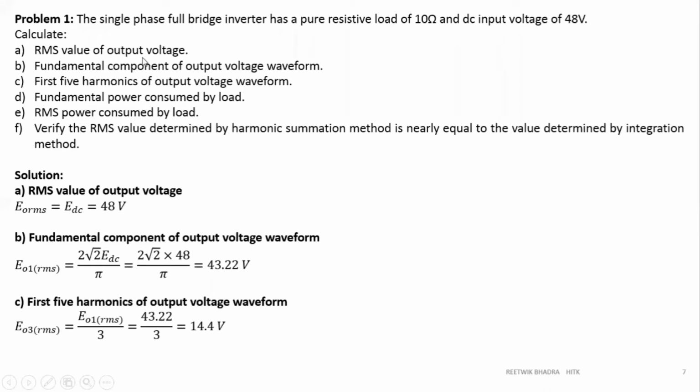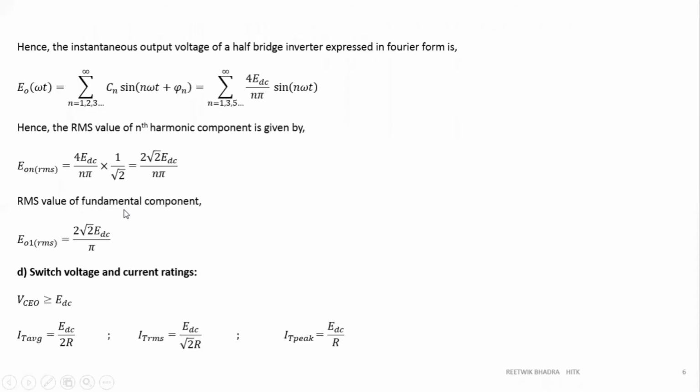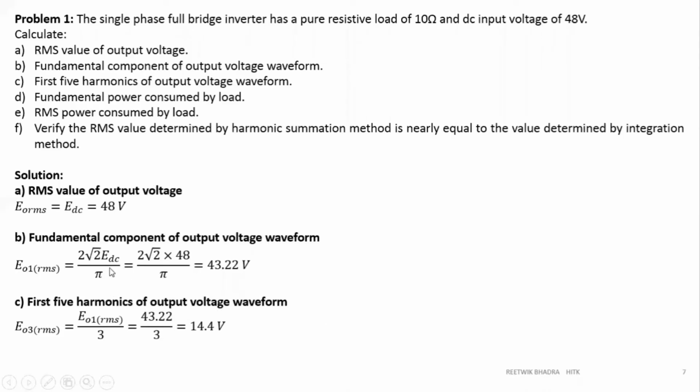What is the RMS value of the output voltage? We have just now calculated it will be equal to EDC. So E naught RMS is equal to EDC, which is 48. What will be the fundamental component? The fundamental component is 2 root 2 EDC by pi, or remember the general one, 2 root 2 EDC by n pi. For the fundamental, n will be replaced by 1.